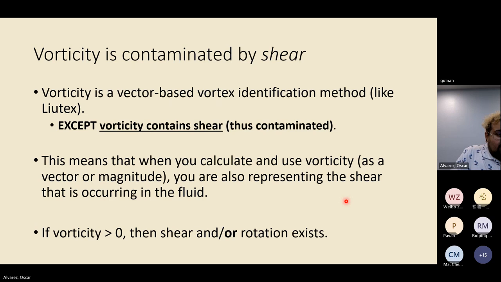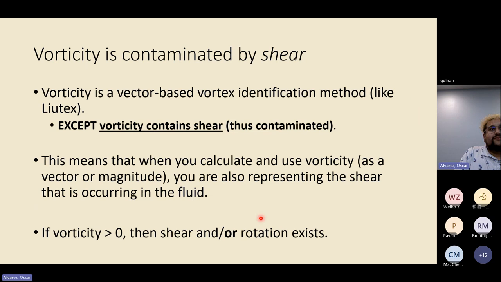Vorticity is what we say is contaminated by shear. It's a vector-based vortex identification method, just like Liutex, except vorticity contains shear. That's why we say it's contaminated by shear, because it contains shear. That means when you calculate and use vorticity as a vector or its magnitude, you are also representing the shear that is occurring in the fluid. If vorticity is greater than zero, then shear and/or rotation exists. And the 'or' is important because that means you can have shear or rotation.